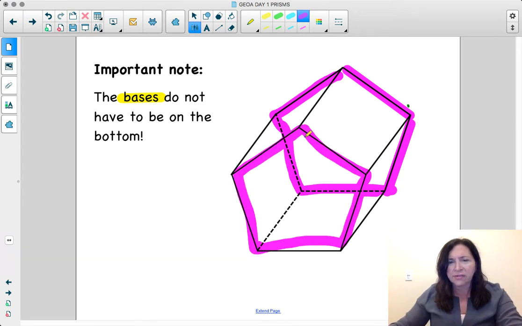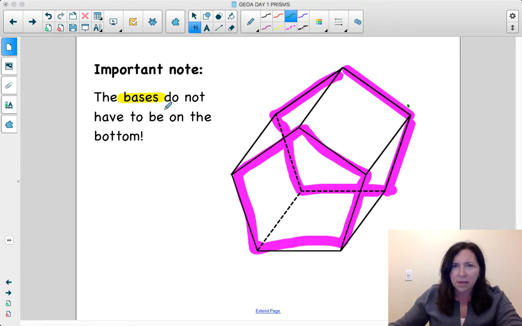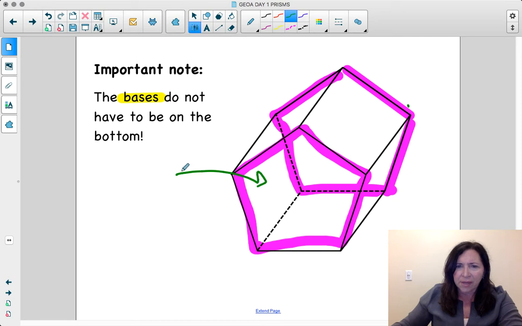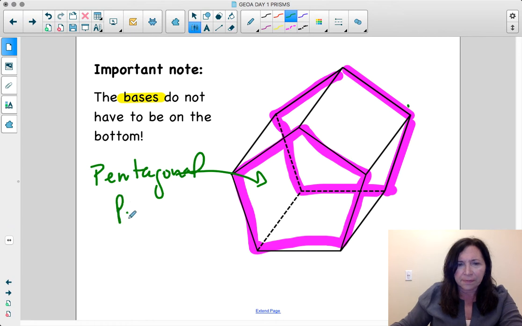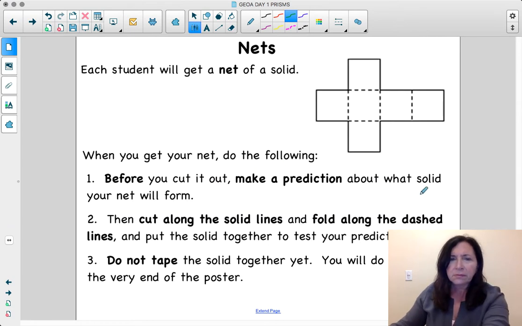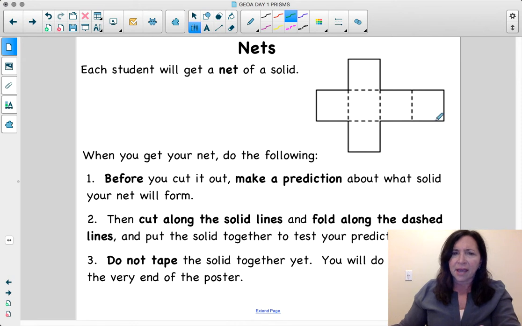That means that, because I have 5 sides, we call this a pentagonal prism. So this right here, because the base is a pentagon, we call this a pentagonal prism.